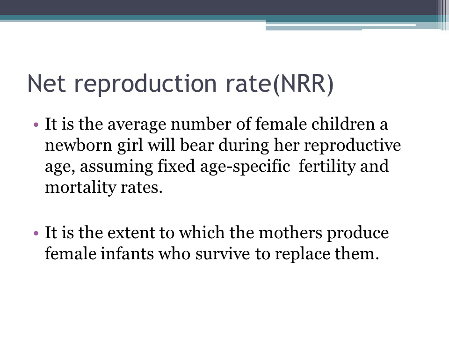Now comes the net reproduction rate. It is defined as the average number of female children that a newborn girl will bear during her reproductive age, assuming the fixed age specific fertility and mortality rates. So here even the mortality rates are taken into consideration. So the number of the live female children who take up the function of reproduction are taken into consideration. So we can say it is the extent to which the mothers produce the female infants who survive to replace them. For population to be stable, it is important that the NRR, or the net reproduction rate, should be 1.